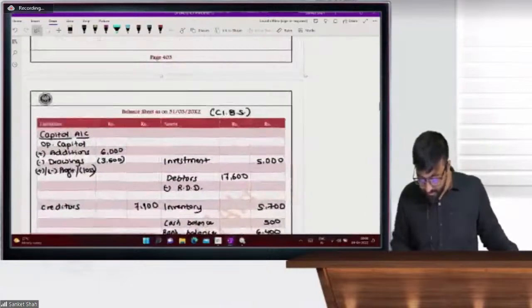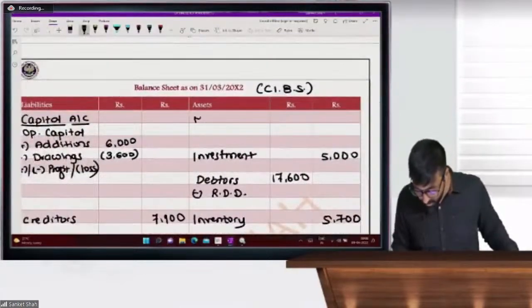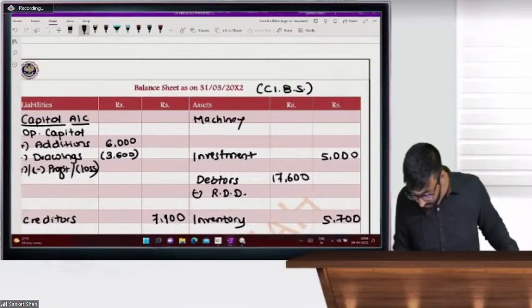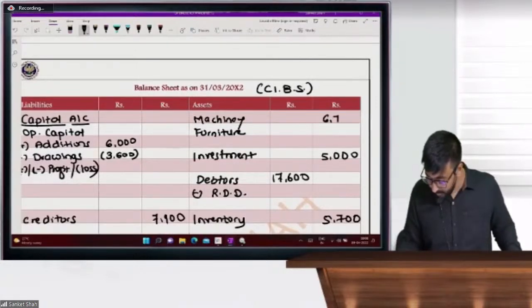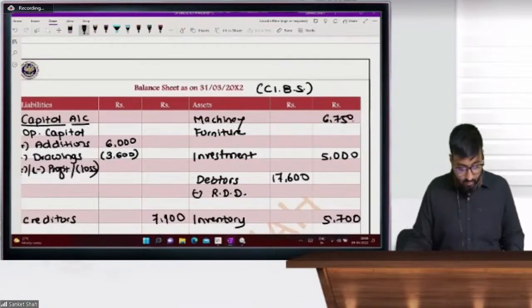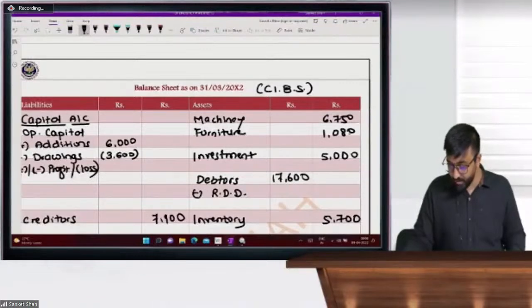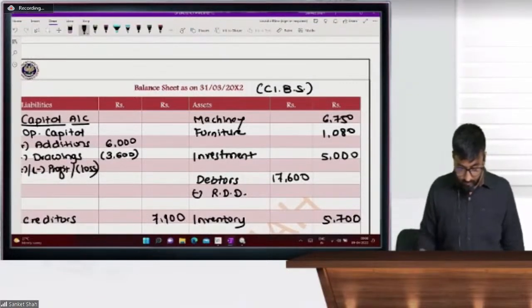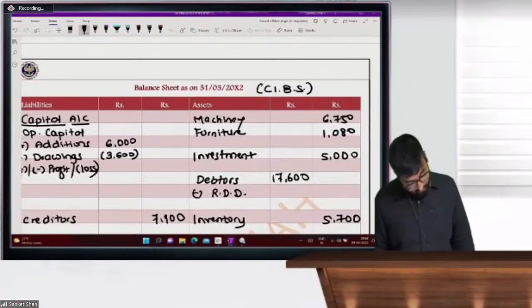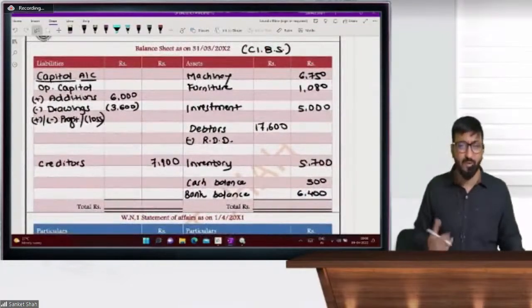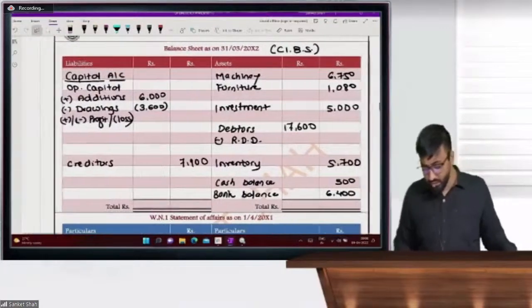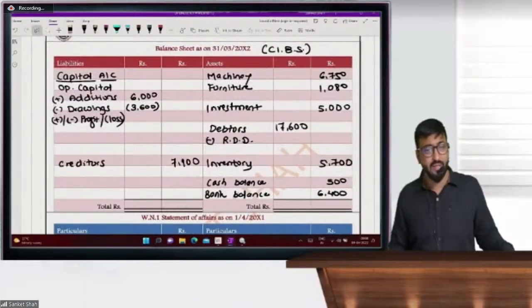Closing balances, tell me. Closing balance sheet. Machinery, furniture. What is the machinery balance, beta? 6,750 and 1,080. Yes. Yes, you can show it in the balance sheet also. It was the first account, that's why I opened it. You can show it in the balance sheet directly. Machinery minus depreciation. I already told you these things.